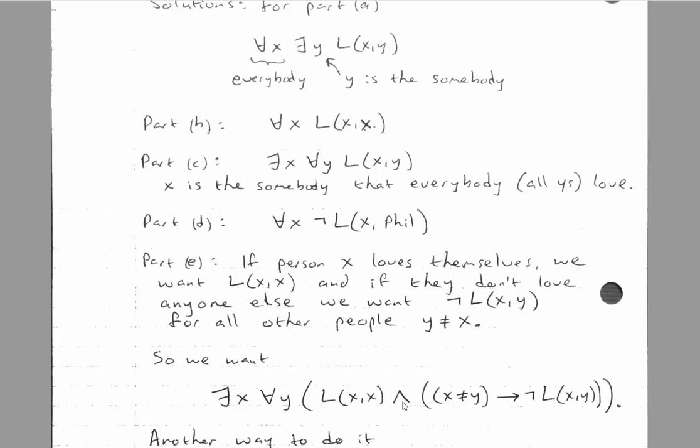Alright, so one way to do this: there exists an x, so that for all y, x loves themselves, and if x is not equal to y, then x does not love y. Alright, so this is saying x loves themselves and they don't love anybody else.